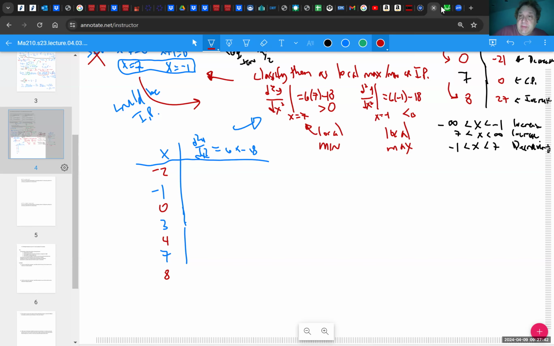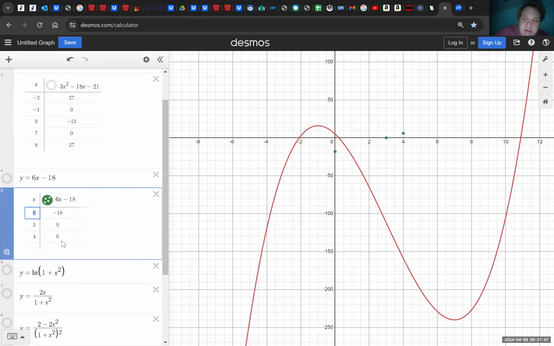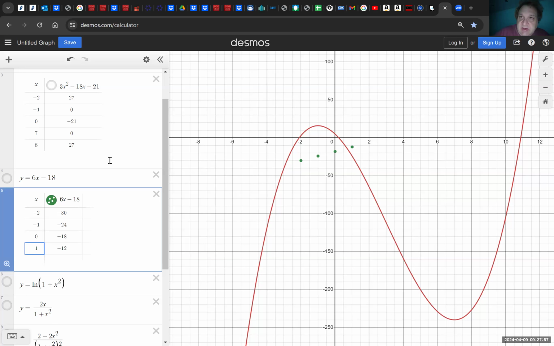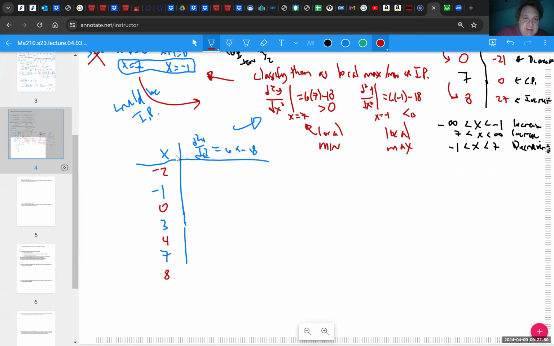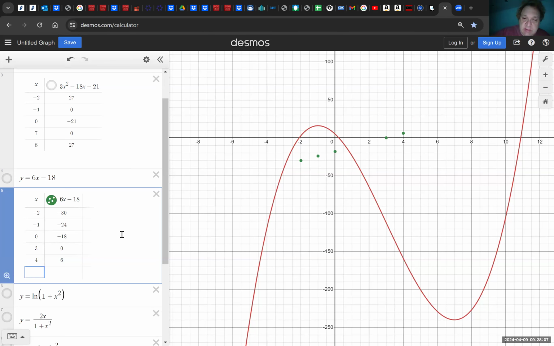Let's see if I can remember some of those numbers. So here's my second derivative thing. I need -2, -1, 0. Now I'm losing track a little bit. I gotta look it up. Sorry. -2, -1, 0, and then 3, 4, 7, 8. Okay. Don't yell at the screen at me. I can't hear you anyway.